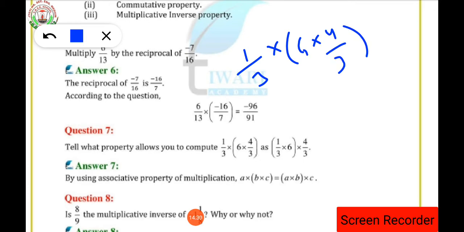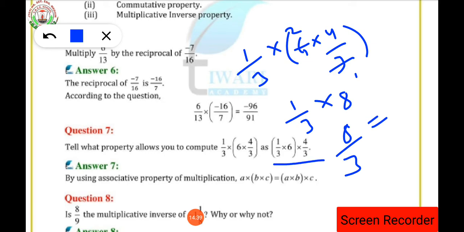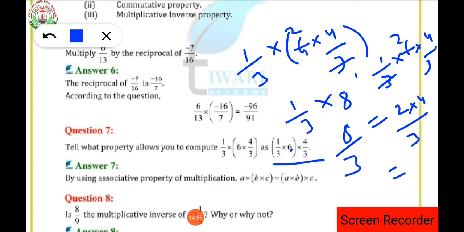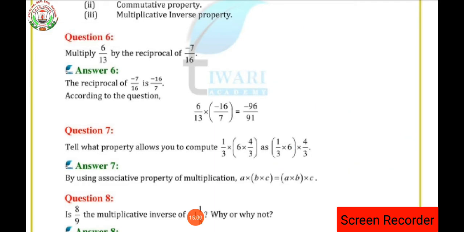So how to solve? Just cancel it. Table 2 it will become, so 1 by 3 into 8, so 8 by 3. In the same way on the next side, if you solve this, here 1 by 3 into 6 will get cancelled, 2 times, which will be multiplied with 4 by 3. So how much? 2 will be multiplied with 4 upon 3, so the answer will be 8 by 3. So LHS and RHS will be equal, isn't it? Therefore it is the associative property of multiplication.